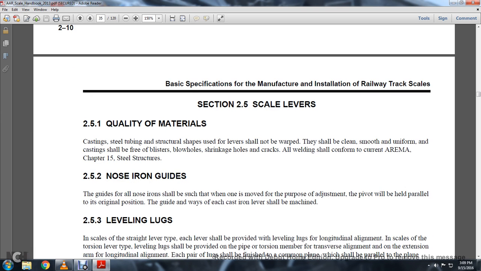2.5.2 The nose iron guides. The guides of the nose iron should touch one of the move. The purpose of the adjustment of the pivot is that it be held parallel to its original position. Give it the way that each of the casting iron shall be machined.